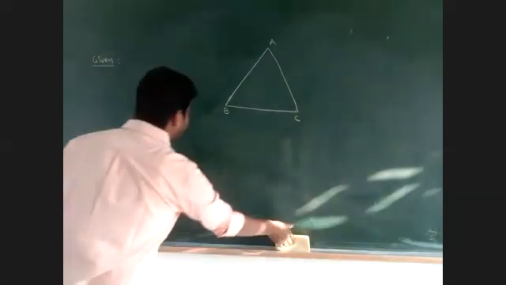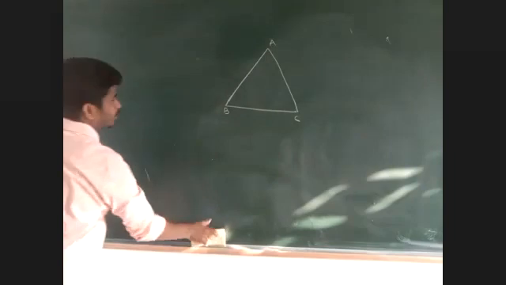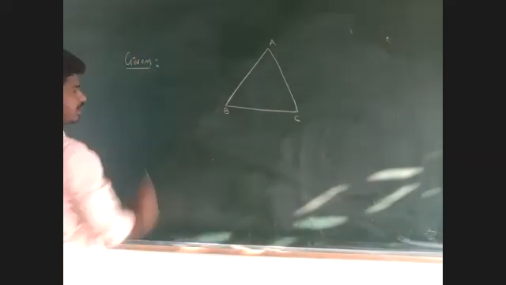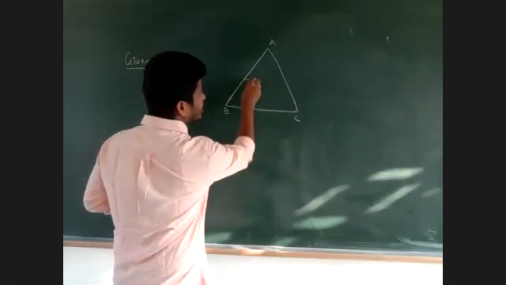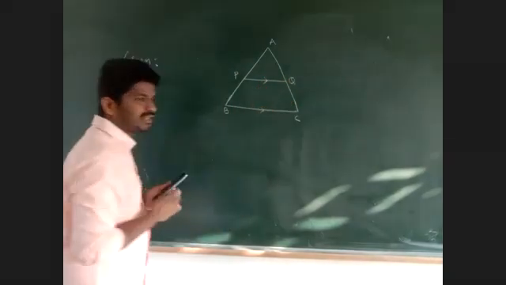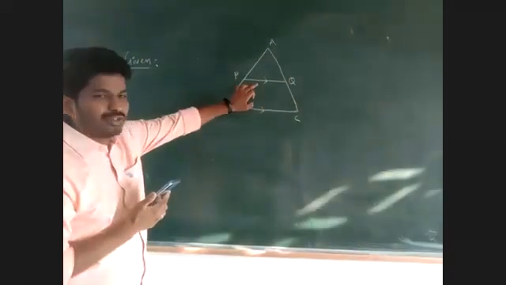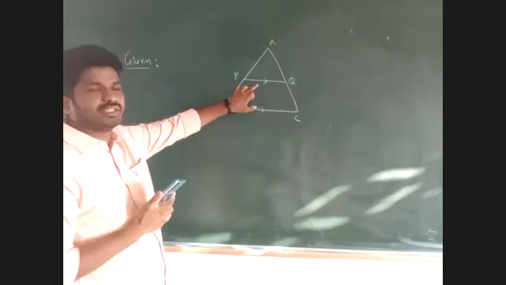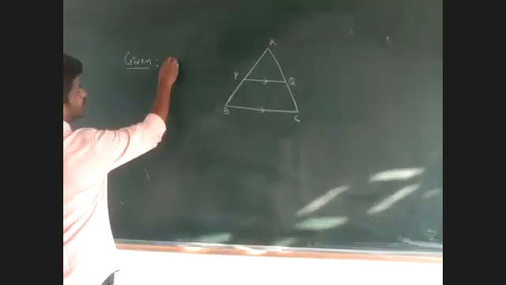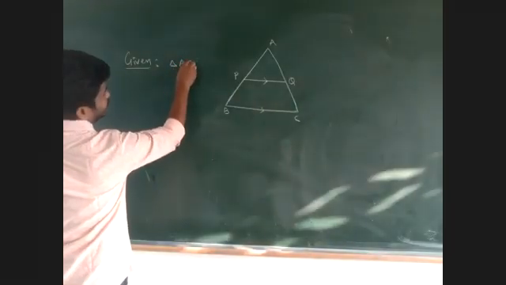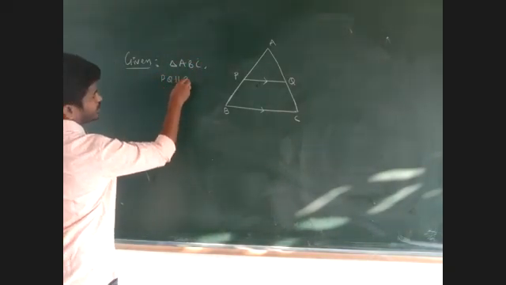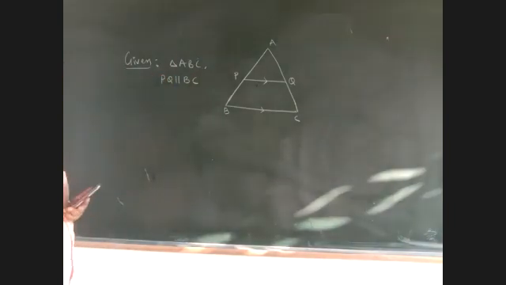In triangle ABC, PQ is parallel to BC. If a line is drawn parallel to any one side of a triangle, this is the given condition. In triangle ABC, the given condition is PQ is parallel to BC. Then tell me the RTP.